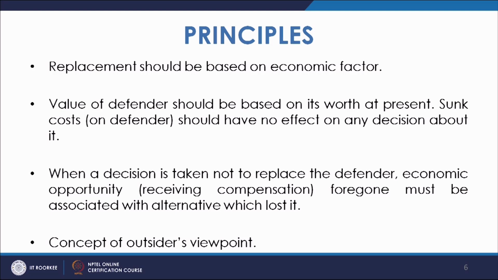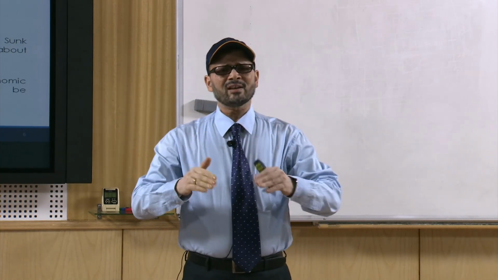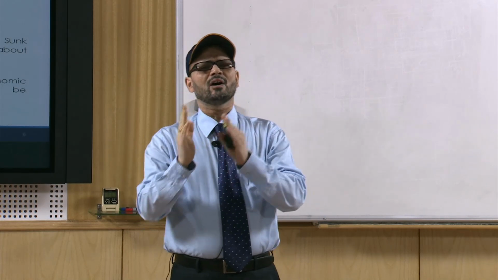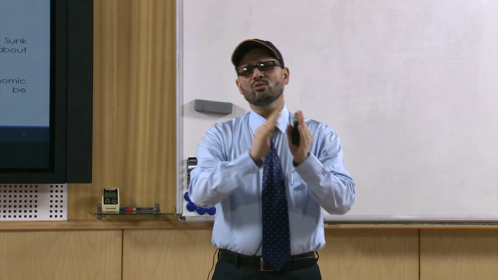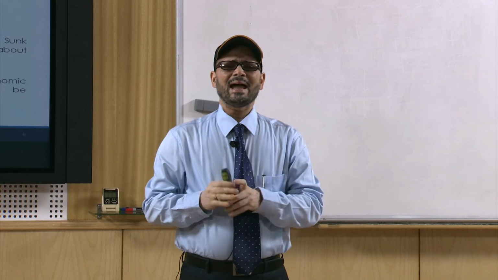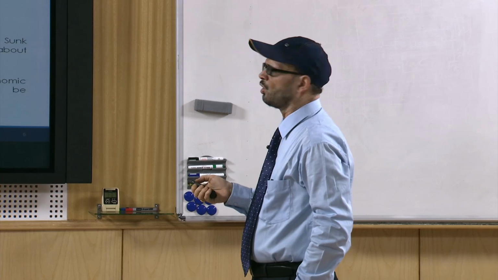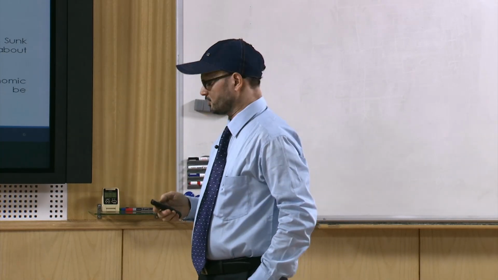When a decision is taken not to replace the defender, the economic opportunity foregone must be associated with the alternative which lost it. When we are comparing two alternatives, we are given certain opportunity costs. If you are taking the new machine, the old machine can be sold for some price, or you are losing that if you do not take the new machine. So, certainly some opportunity cost is foregone, and that has to be taken into account when doing the replacement analysis.